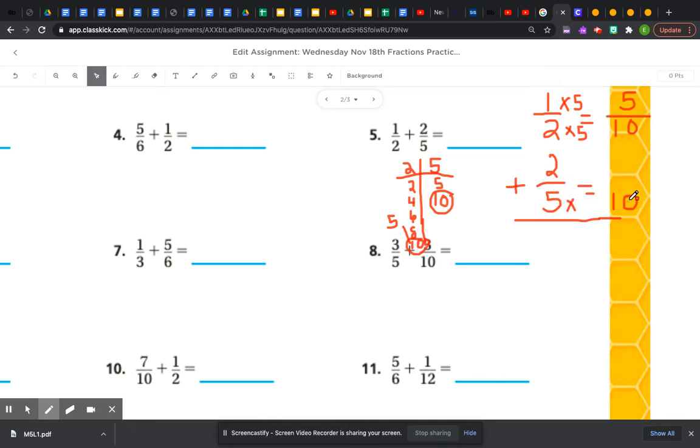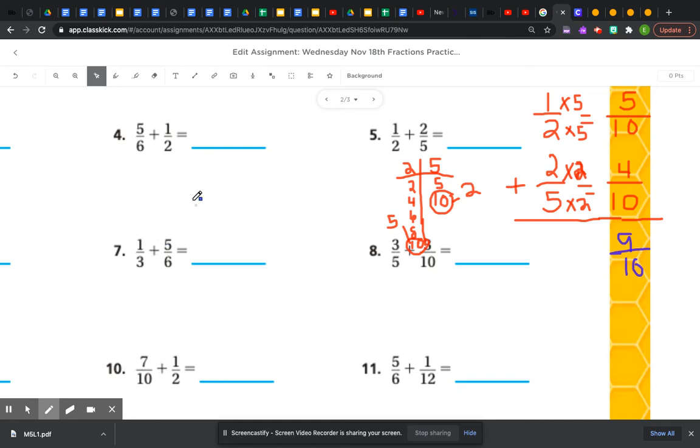Next over here, in order to get this to be a 10, we have to multiply by 2. So 5 times 2, this was a 2 here. And whatever we do on the bottom, we have to do on top. So 2 times 2, sorry, my 2 looks a little janky, is 4. And now we can go and add these numbers together. So 5 plus 4 is 9. And our denominator stays the same. And just like the other video, we don't have to go and simplify this because 9/10 is already simplified.